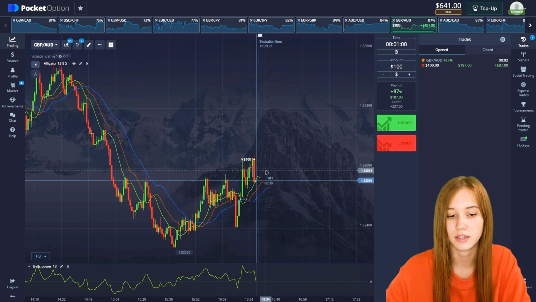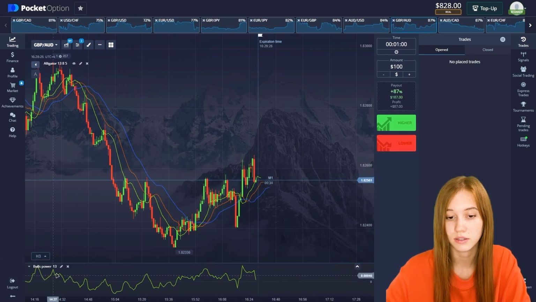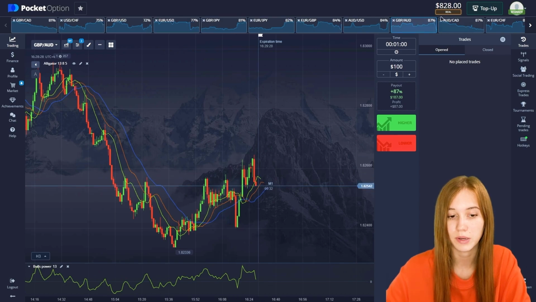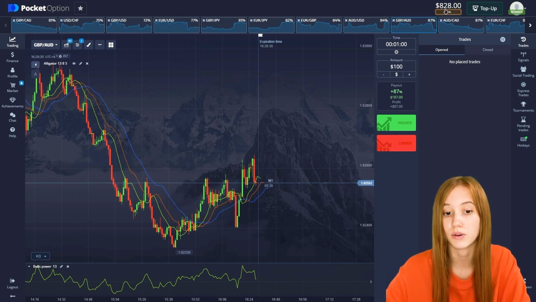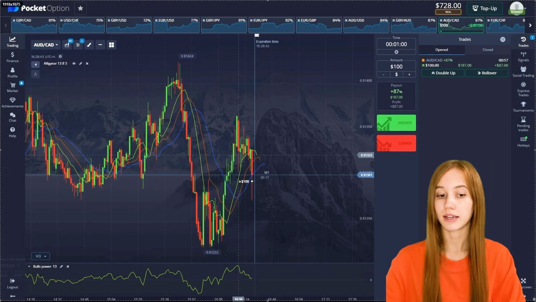6 seconds until the end of the deal, the drawdown occurs and we close the deal with a profit. The balance is $828. So, next concept bar, let's open up and start technical analysis.